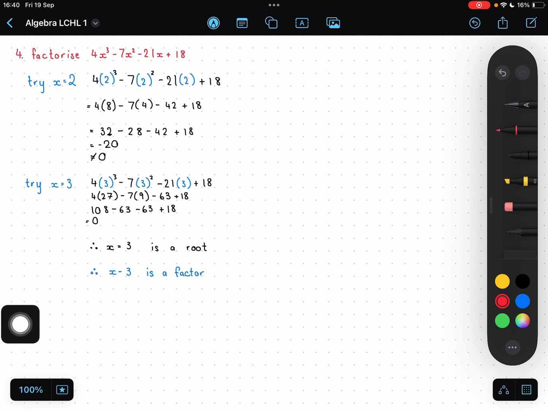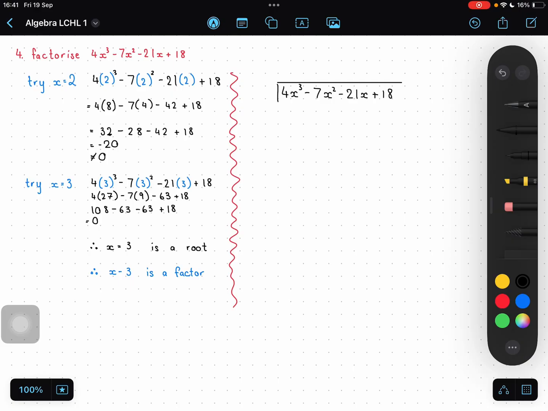I'm going to do out a long division. So I have my 4x cubed minus 7x squared minus 21x plus 18, and I'm going to do out a long division with my first factor in there, the x minus 3. If you know how to do your long division, you can pause the video now and try it. The first step is the first thing under the rectangle divided by the first thing dividing.